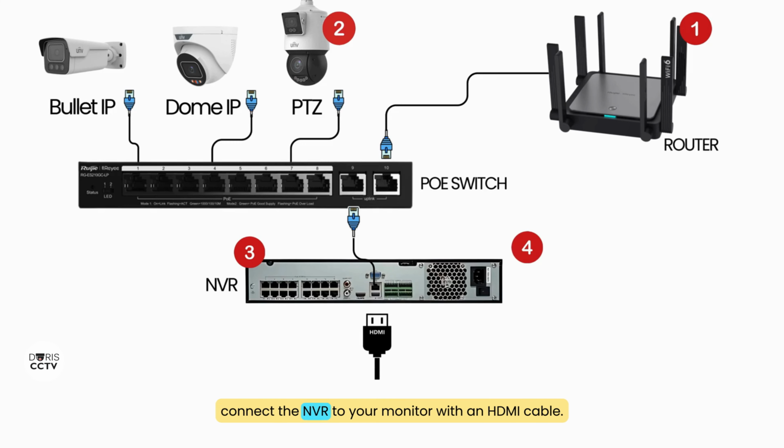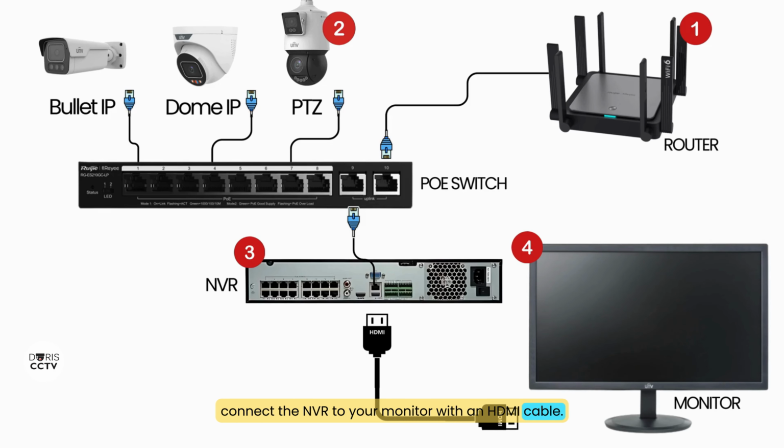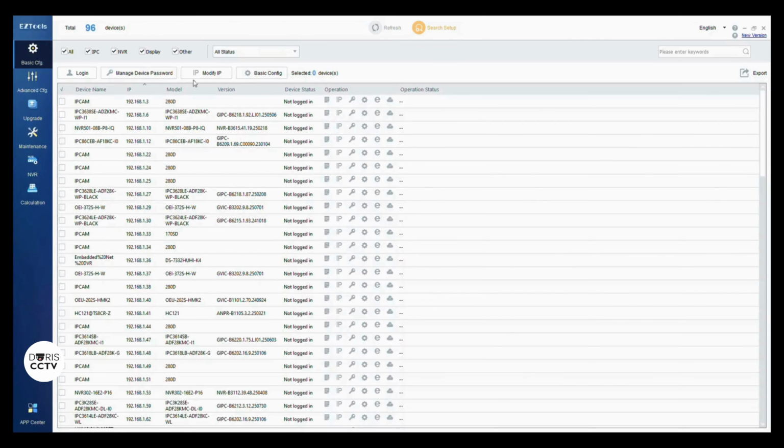Then, connect the NVR to your monitor with an HDMI cable. This displays your live feeds. And that's a complete setup: 3 cameras, 1 PoE switch, an NVR, and a monitor.